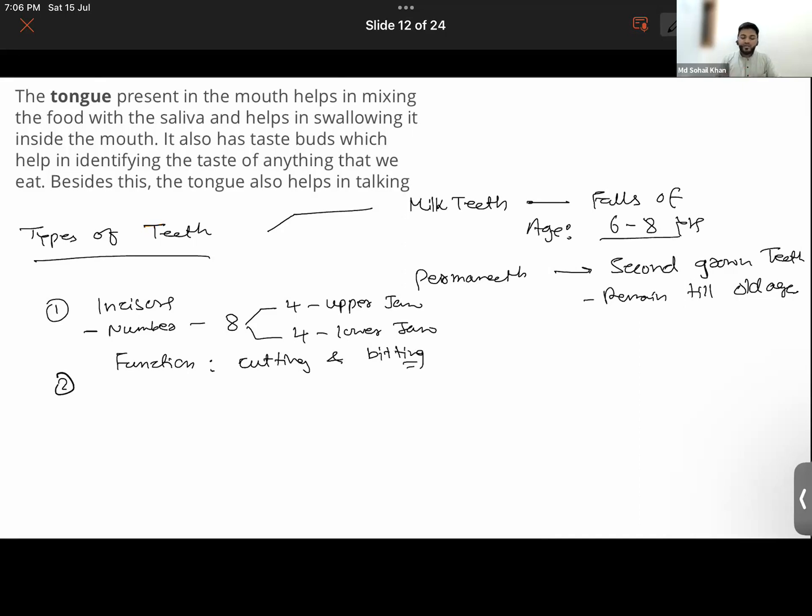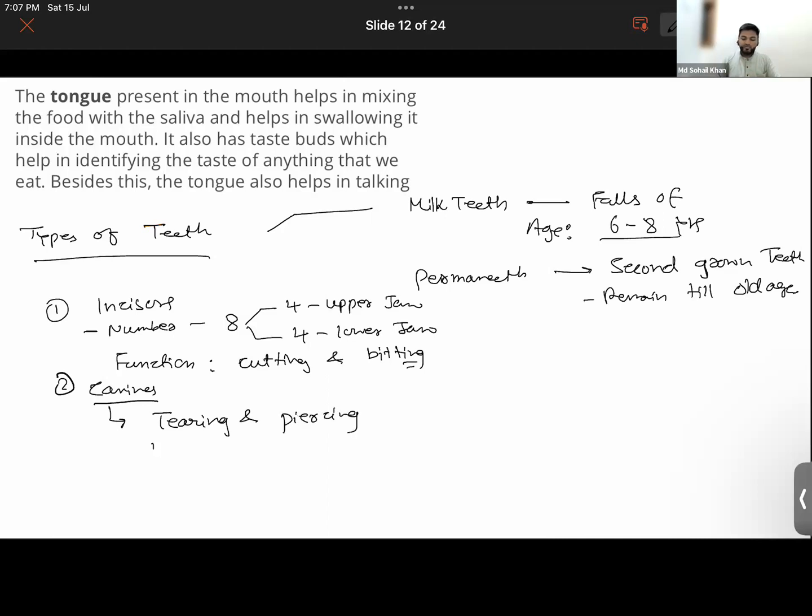Okay. Then you have got another type called canines. Basically, canines are seen in carnivorous animals. They have longer canines as compared to we humans, because we humans do not have a pure meat-based diet. We are omnivorous, right? So the function of canines is tearing and piercing the food.